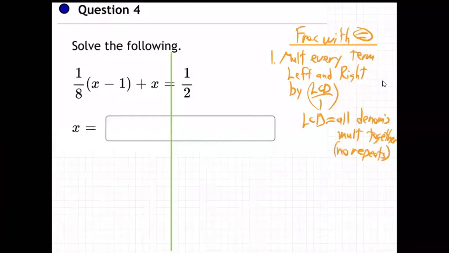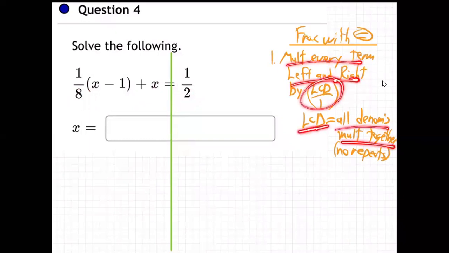Okay, so I look and I go, here's my denominator and here's my denominator, right? So that's my focus, that's my aim. That's the first thing I want to do when I have fractions with an equal sign: I want to get rid of the fractions. I don't want the fractions there. So how do you get rid of those fractions? You multiply every term left and right by the LCD over 1, where the LCD is all the denominators multiplied together, but no repeats.